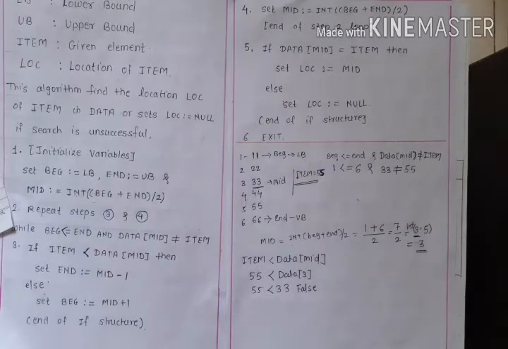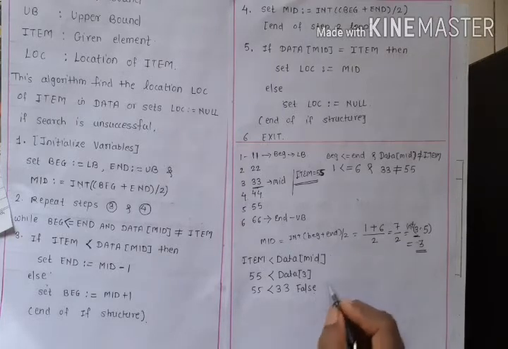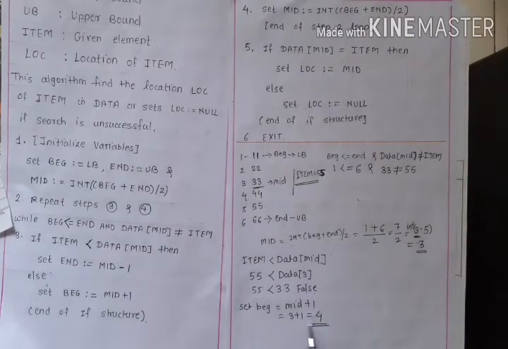See here, what is the else part? Set beginning value. See here, if this condition is false, then set beginning equal to mid plus 1. What is the mid value? 3 plus 1, that is 4. Then the new value of beginning is 4.